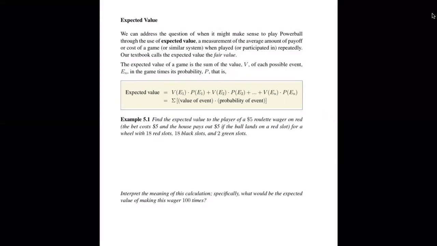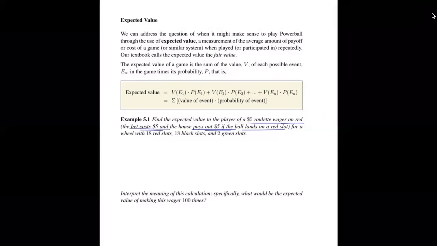So we're asked to find the expected value to the player. So good, we're told whose perspective to take in this calculation. We want the player's perspective of a $5 roulette wager on red. And this is where the bet will cost $5. In other words, the player puts $5 down on red. The house will pay out $5 if the ball lands on a red slot. So in other words, the player keeps their $5, keeps their chip, and the dealer slides another chip to the player. So the player goes up positive $5. So they gain plus $5 on their account, essentially.